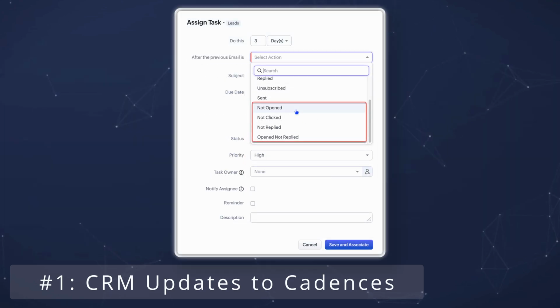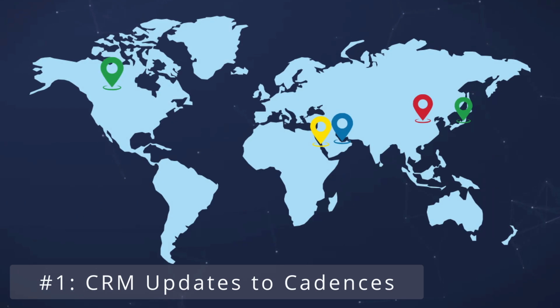The second update adds negative email response signals: not opened, not replied, not clicked, and opened and not replied. Previously, you could only act on engagement. Now you can build follow-ups for leads who go quiet. In typical Zoho fashion, this is a phased rollout, currently live in Japan, China, Canada, Saudi Arabia, and UAE, with the other data centers coming on soon.